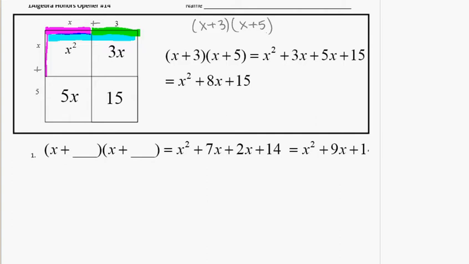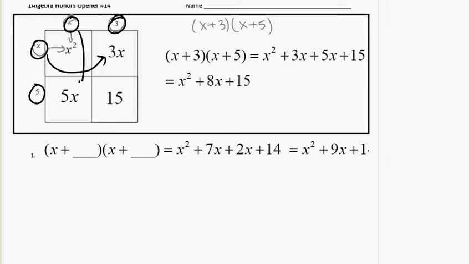And so we're really multiplying these binomials. A way to think of it geometrically is to find the areas of the smaller squares or rectangles. So if you multiply x times x, you get x squared. 3 times x gives you 3x. 5 times x gives you 5x. And 3 times 5 gives you 15.